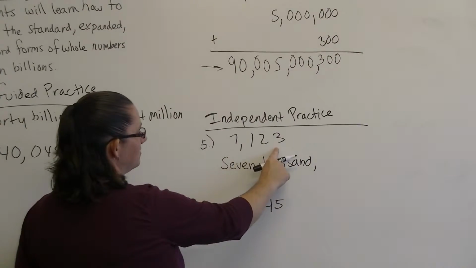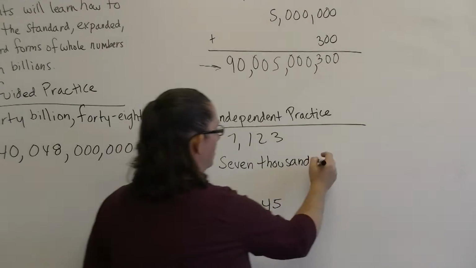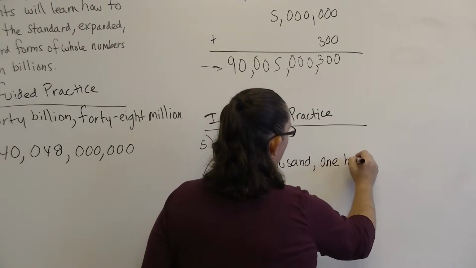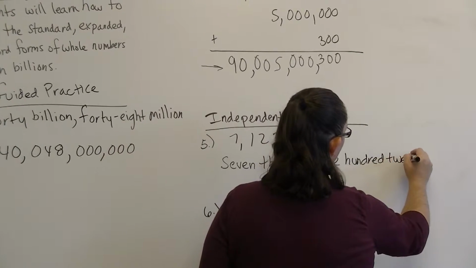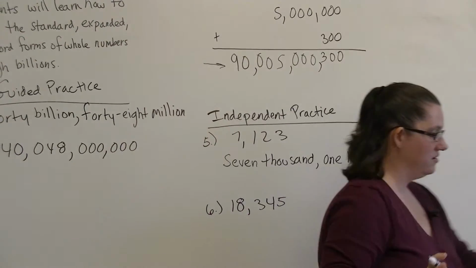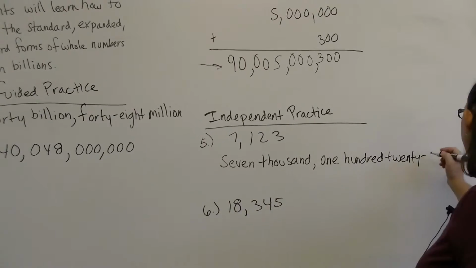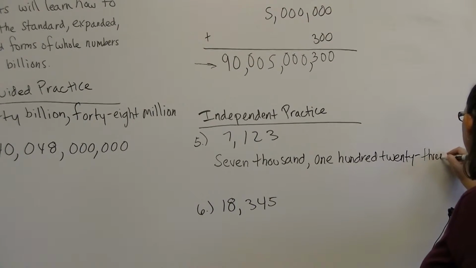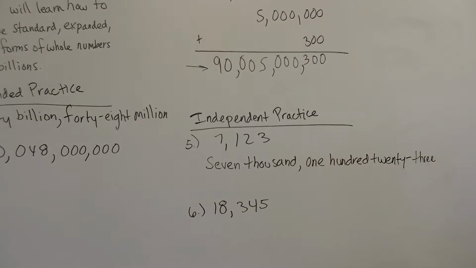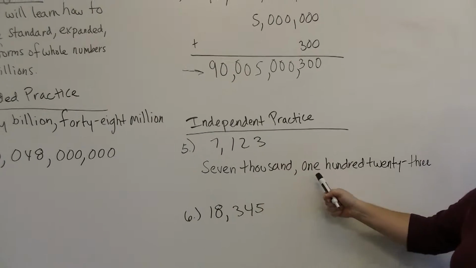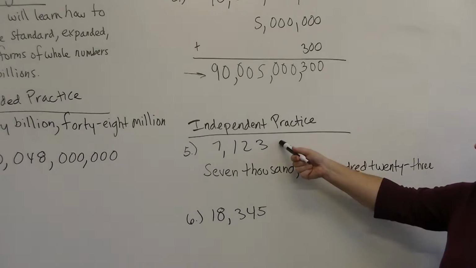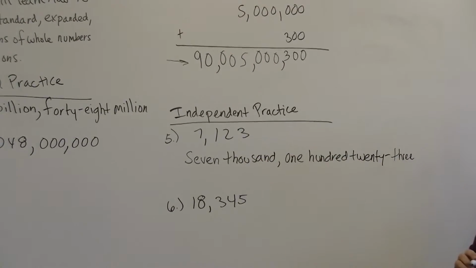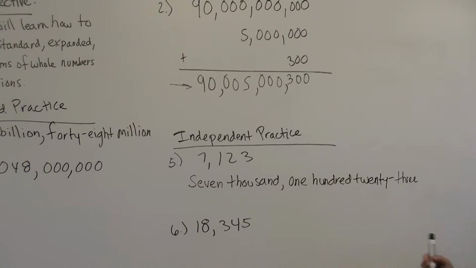Now how do we read this? We read this 123. So you're going to write 120-3. And that is your word form. 7,123. So from that again is standard to word form. We're going to do one more of those together.